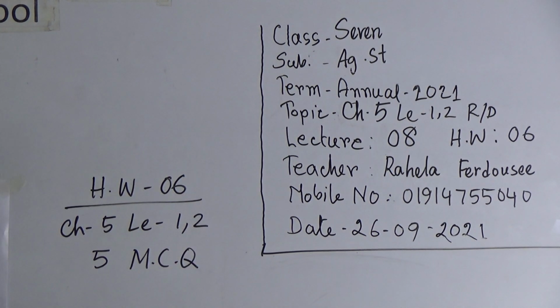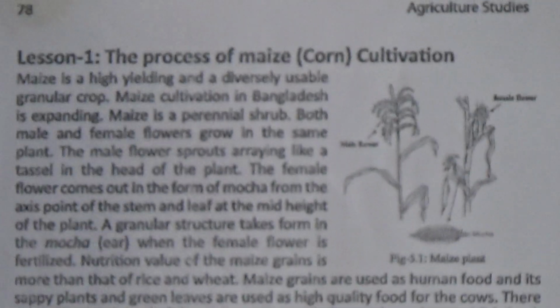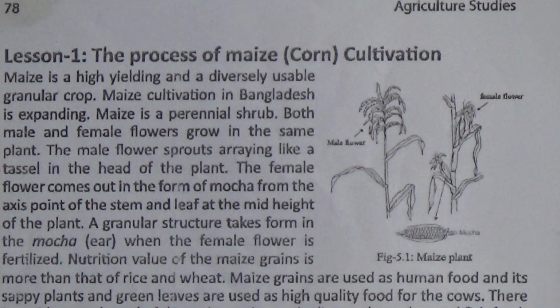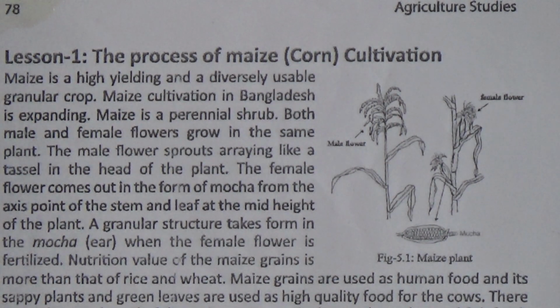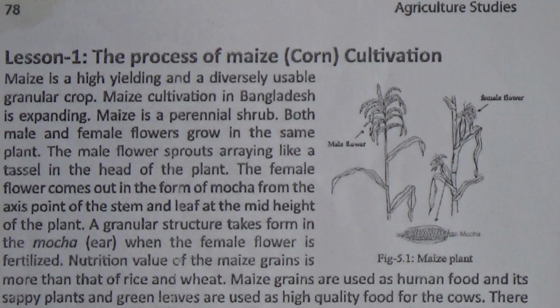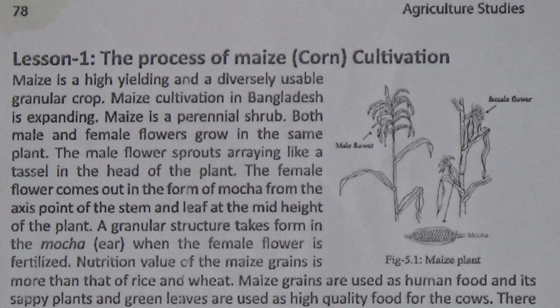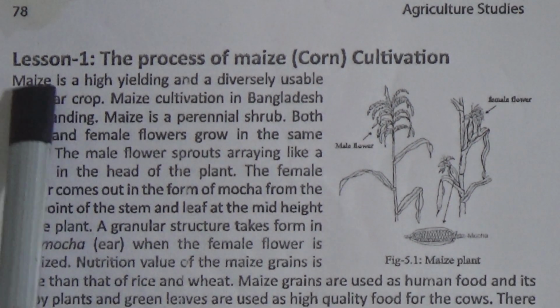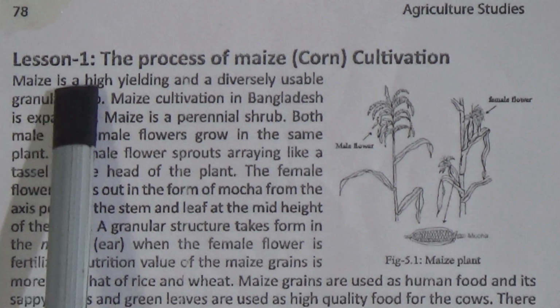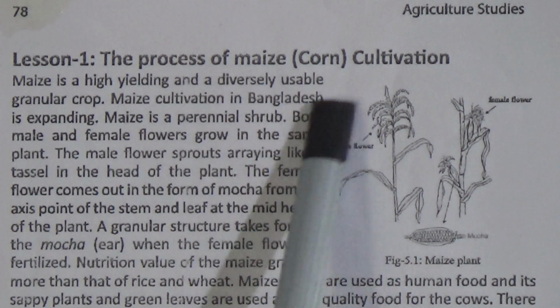Okay, now let us start our class. Today we are going to start a new chapter, that is agricultural production. From this lesson we will come to know about maize cultivation, about fish cultivation, then some livestock cultivation, this process, and we will also know how we have to control the pest of these cultivations. Now let's start lesson 1. Lesson 1 is about the process of maize, that is corn cultivation.